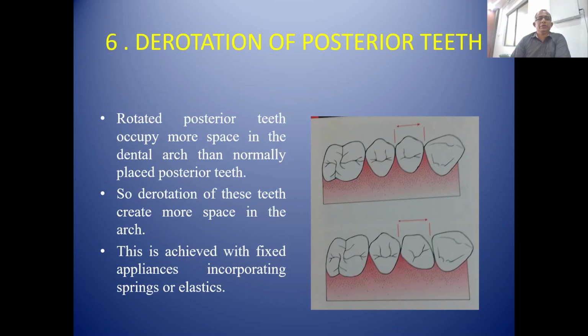Derotation of the posterior teeth. Rotated posterior teeth occupy more space in the dental arch than normally placed posterior teeth. So derotation of these teeth creates more space in the arch. This is achieved with fixed appliances incorporating springs or elastics.